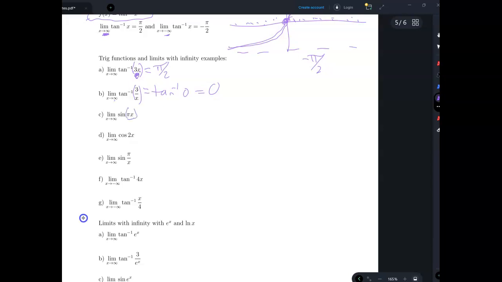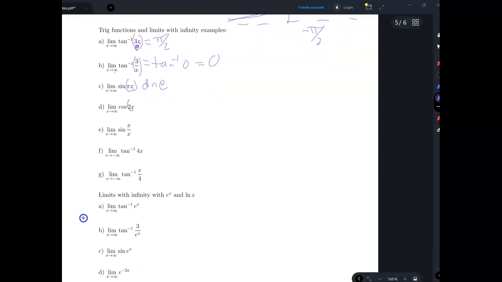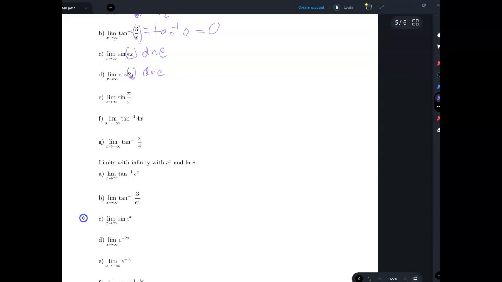Here I'm going inside first. Pi times infinity is infinity. Sine of infinity, DNE. Okay, is this the same thing? 2 times infinity, infinity. Cosine of infinity, same thing. So be careful. Don't just come to the conclusion that it's DNE if it's sine. So this one here, if I go inside first and put in the infinity, I get pi over infinity. That's 0. Sine of 0, that's 0.